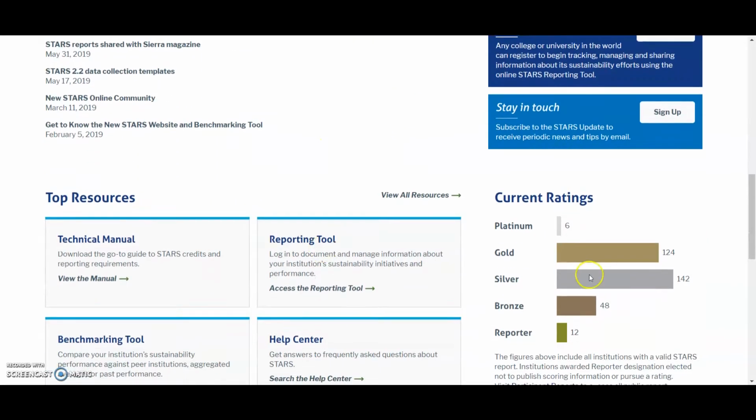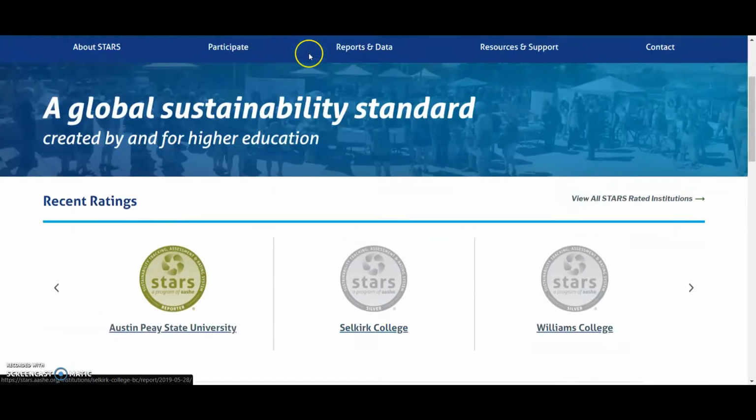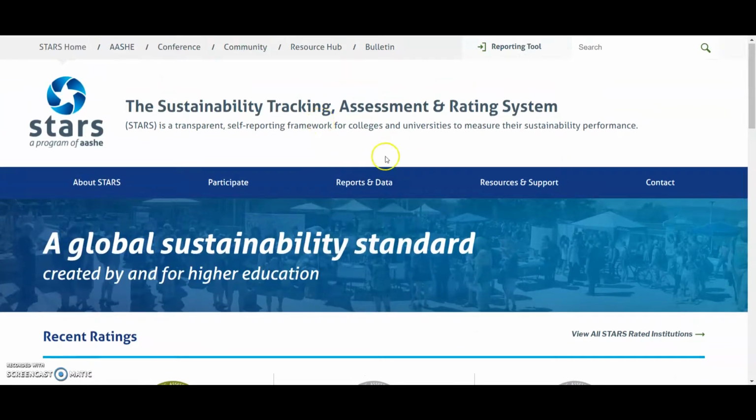So if you are a gold member or a platinum member or a silver, these are the ratings. You will get a platinum if you achieve their highest ratings. If you achieve gold, you still are, and these are the numbers of universities who are gold, platinum, silver, bronze, or a reporter. And this kind of program will help keep checks and balances on the projects that are undertaken by universities.